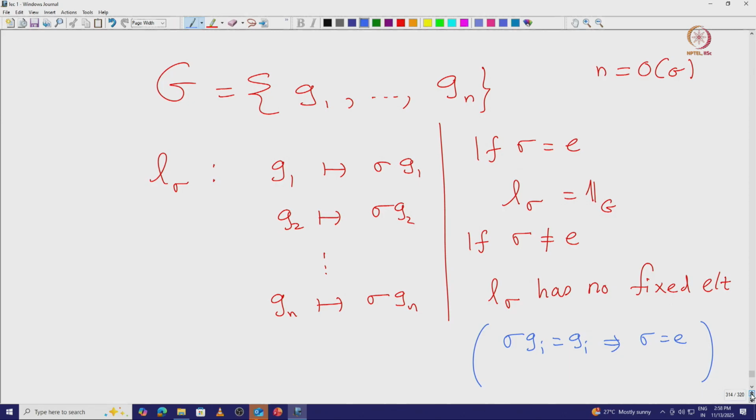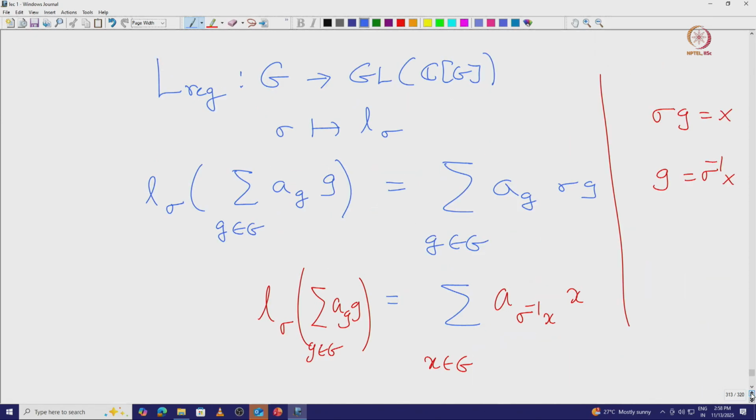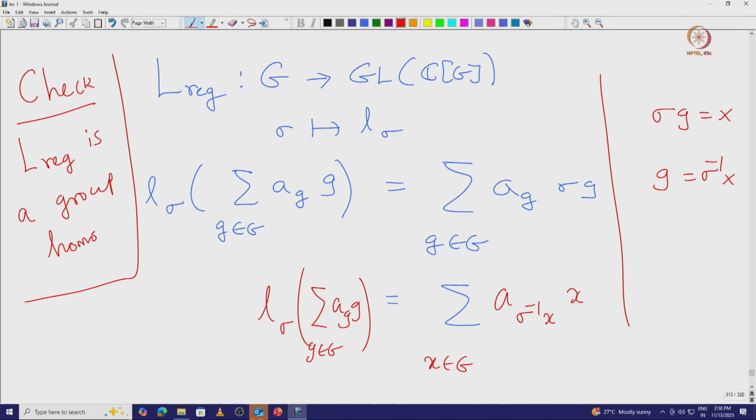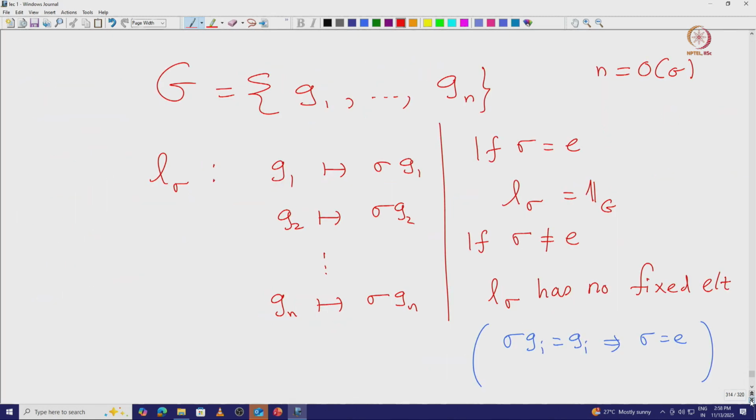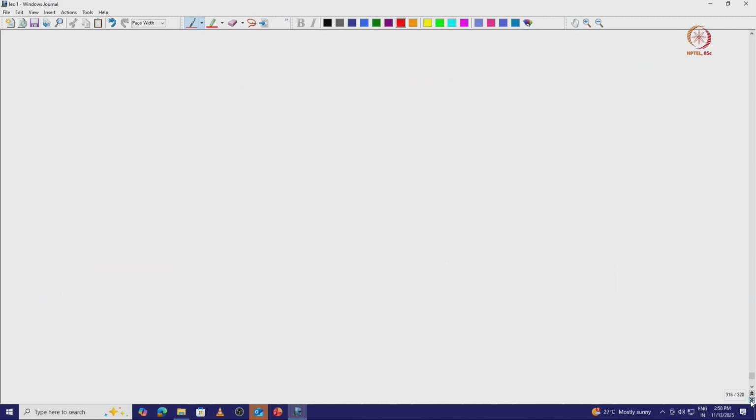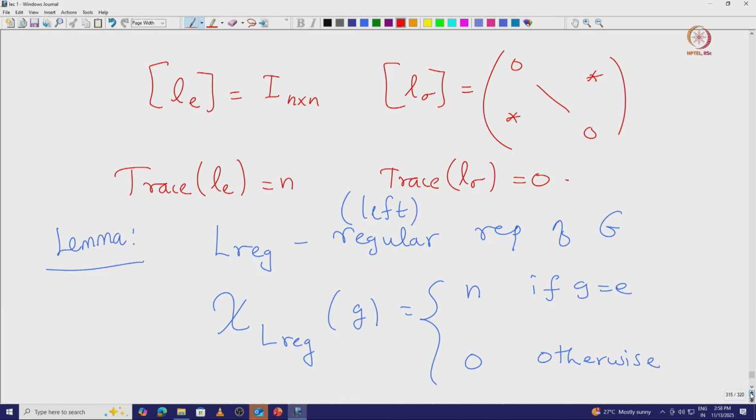Okay. So, we define this map L regular. Anyway, I will leave it to you to check that L regular is indeed a group homomorphism. Since this is a group homomorphism, it defines a representation and we are computing the character explicitly for that representation.